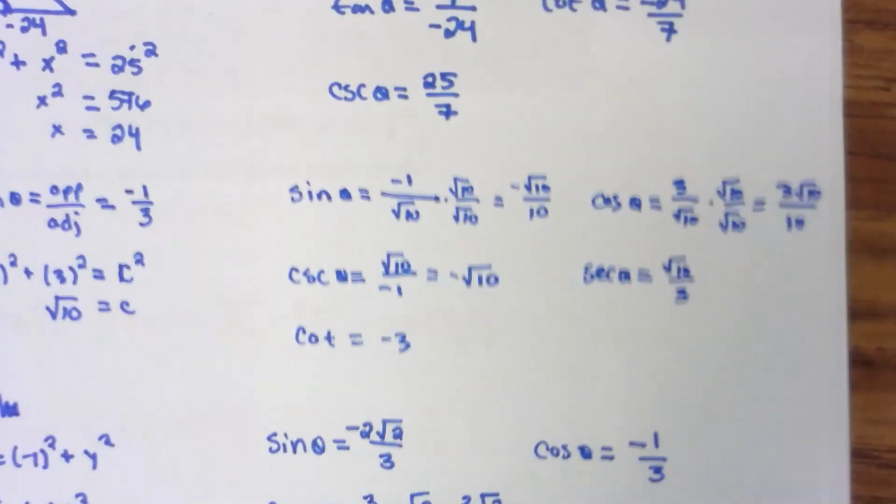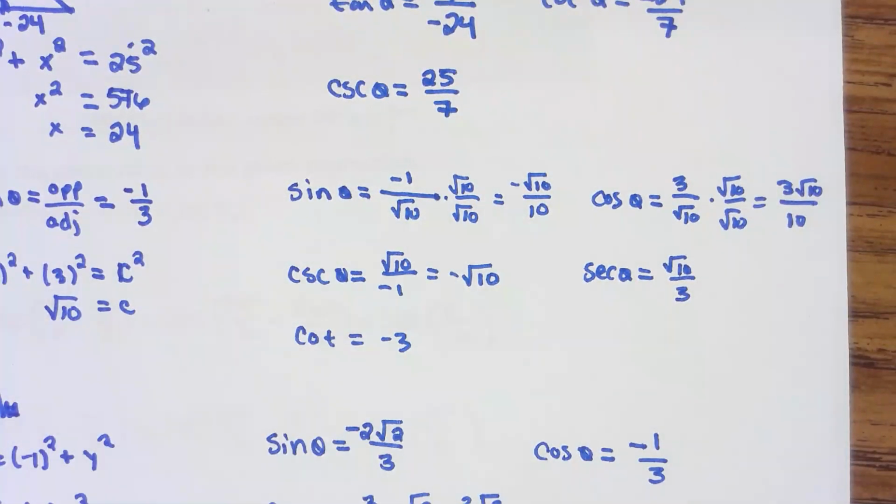Okay, so using the triangle, you find sine of theta to be negative root 10 over 10 once simplified, cosecant to be negative root 10, cotangent to be negative 3, so that's just the reciprocal of negative 1/3, and then cosine being 3 root 10 over 10 and secant being root 10 over 3. Any questions about where these values are coming from? Okay, happy to go through any of the ones that we aren't quite sure where those values are coming from.